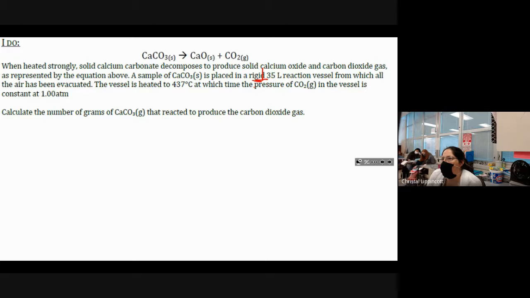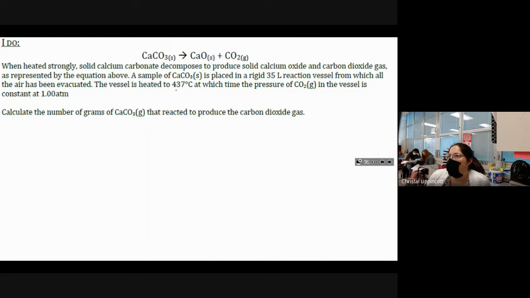35 liter reaction vessel. And the key here is that it's rigid, because that means it's not going to change its volume. A balloon is not rigid, so its volume is going to increase the more gas you put in it, because the gas will take up as much space as it's allowed to. Because this one is rigid, the gas will only be 35 liters, because it's going to stretch as far and wide as it can go.